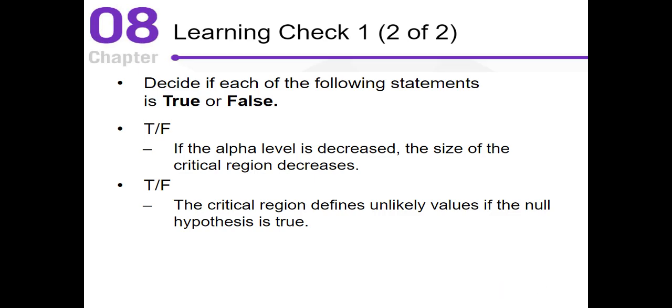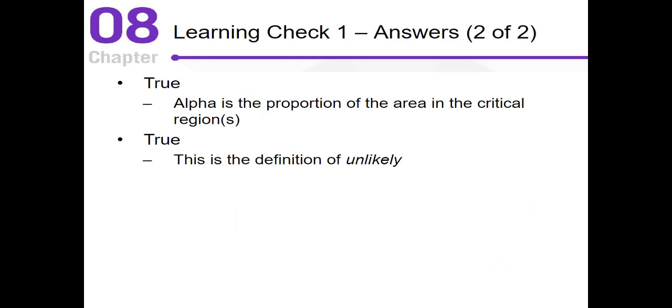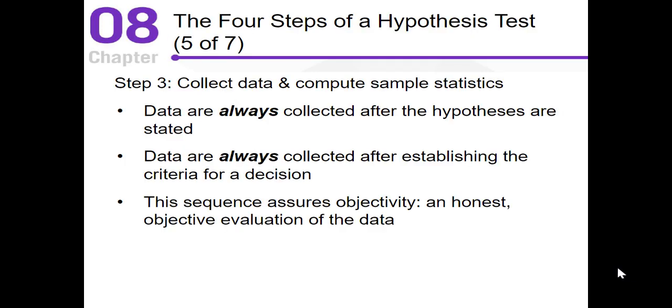Here are 2 more true-false questions. If the alpha level is decreased, the size of the critical region decreases. And the critical region defines unlikely values if the null hypothesis is true. I'll give you a few moments to think about those answer choices. For both of them, they are true. Alpha is the proportion of the area in the critical regions, and that is the definition of what a critical region is.